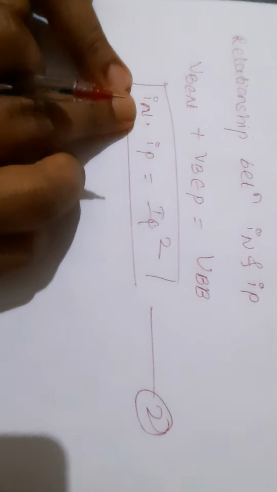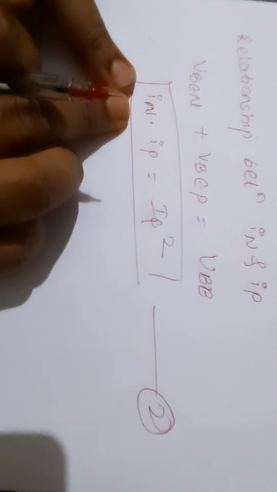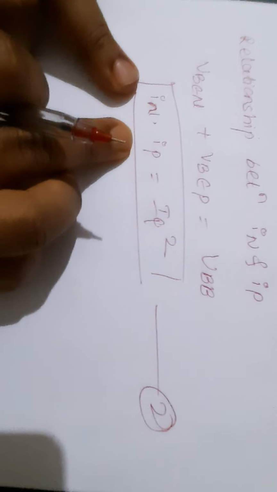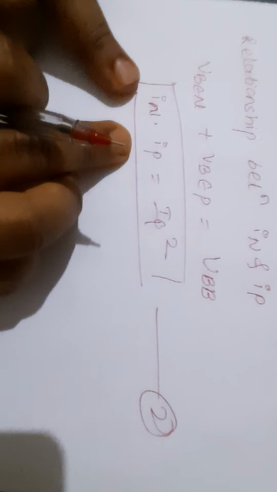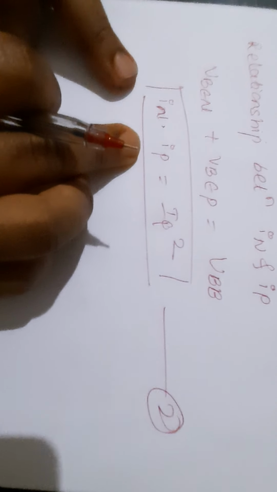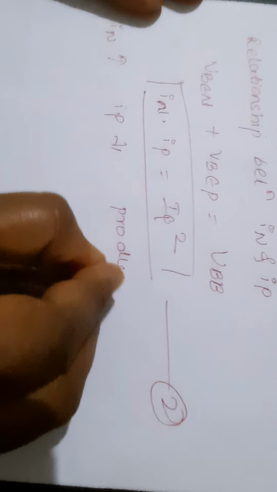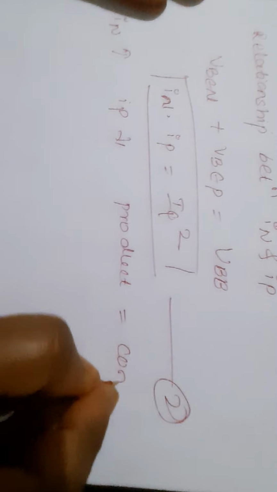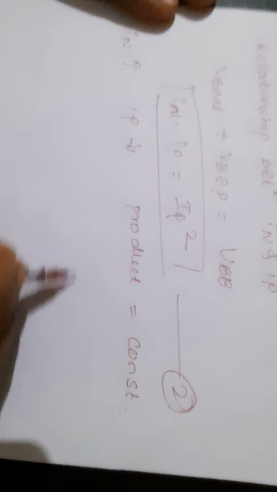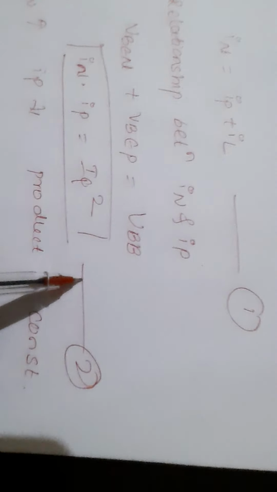Now as IN increases, IP decreases by the same ratio, while the product remains constant. So this product always remains constant. This is equation number 2, and the earlier one is equation number 1.